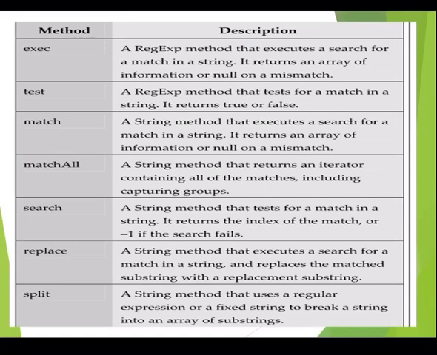Then matchAll. This method returns an iterator containing all the matches in the string, including the capturing groups. Next is the search method, a string method that tests for a match in a string. It returns the index of the match. It basically returns the index at which the matched character is found, and if it doesn't find the matching character, it returns -1.